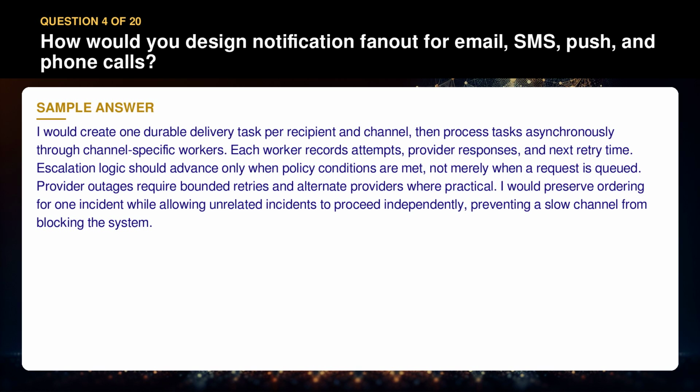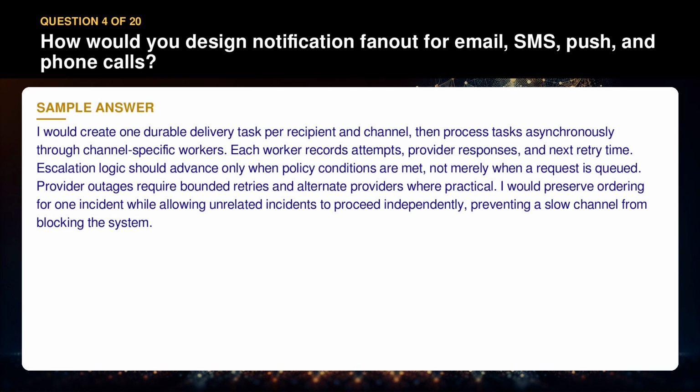I would create one durable delivery task per recipient and channel, then process tasks asynchronously through channel-specific workers. Each worker records attempts, provider responses, and next retry time. Escalation logic should advance only when policy conditions are met, not merely when a request is queued. Provider outages require bounded retries and alternate providers where practical. I would preserve ordering for one incident while allowing unrelated incidents to proceed independently, preventing a slow channel from blocking the system.